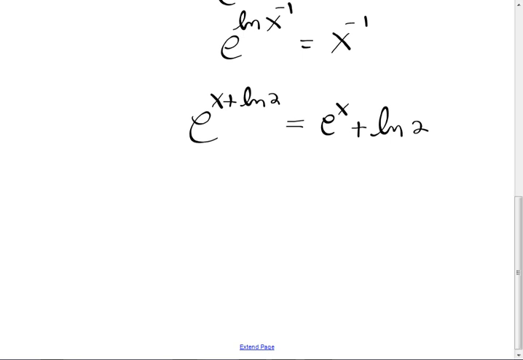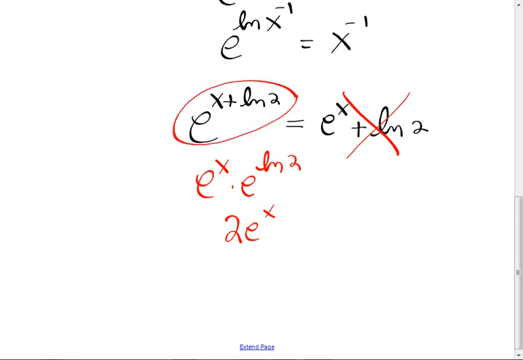I saw that in today's quiz in the previous hour. Okay, I still see it today. I'm hoping not. Leave it like that, because we don't ask that you simplify it. But if you want to, this is e to the x times e to the log of 2. And e to the log of 2 is 2. So that would be 2 e to the x. But this is just fine. We don't care.